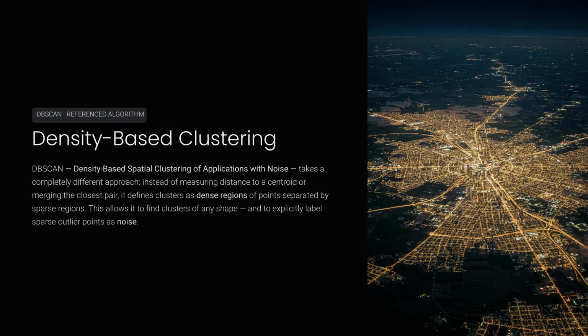Density-based spatial clustering of applications with noise, or DBSCAN, takes a fundamentally different approach. Instead of using distance or centroids, it defines clusters as dense regions separated by sparse regions. Crucially, it explicitly labels sparse outlier points as noise. DBSCAN classifies points into 3 types.